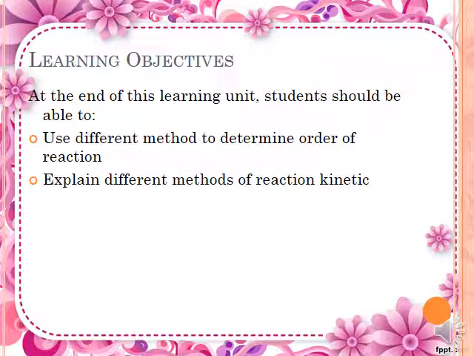So these are the learning objectives that you should be able to accomplish. The first one is using the different methods to determine the order of reaction, and then explaining the two different methods for reaction kinetics.